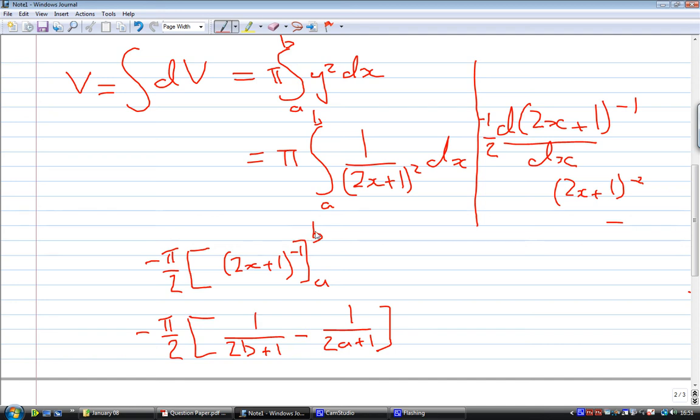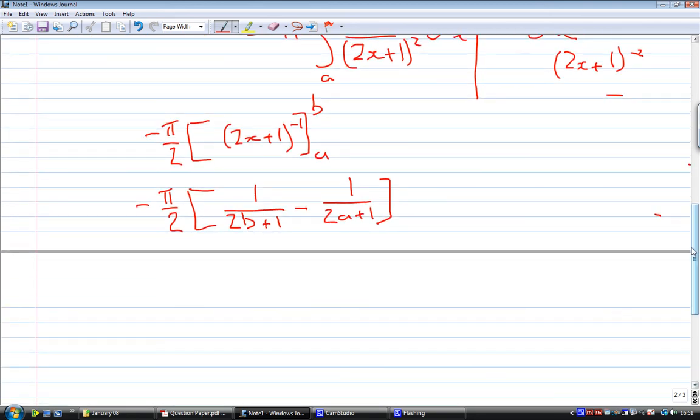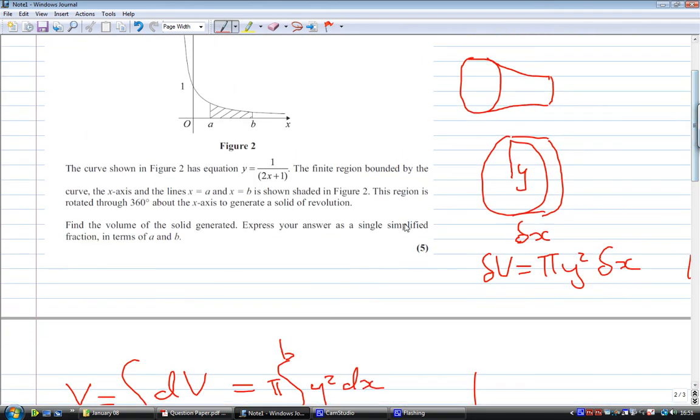All we've done there is put the b in the x there and the a in the x there, and put the minus 1 at the bottom. So it's quite a simple step we've done. The final part is to remember what we read at the top, to get those extra marks: express your answer as a single simplified fraction. So kind of money for old rope really, with a few extra marks there.